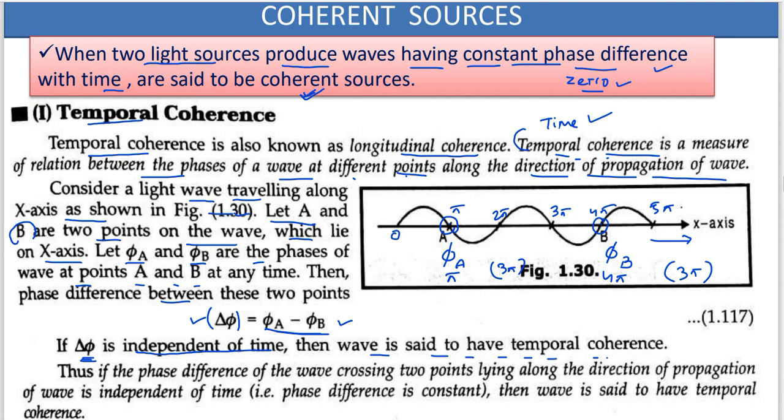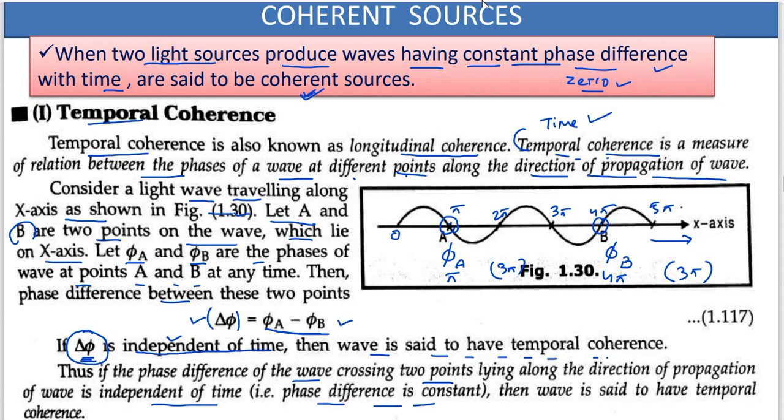Then what is the result? Delta phi, the phase difference, is independent of time. Whatever be the time, delta phi remains constant. Then the wave is said to have temporal coherence. So what are the lines? Thus, if the phase difference of the wave crossing two points lying along the direction of propagation of the wave is independent of time, that is, the phase difference is constant.